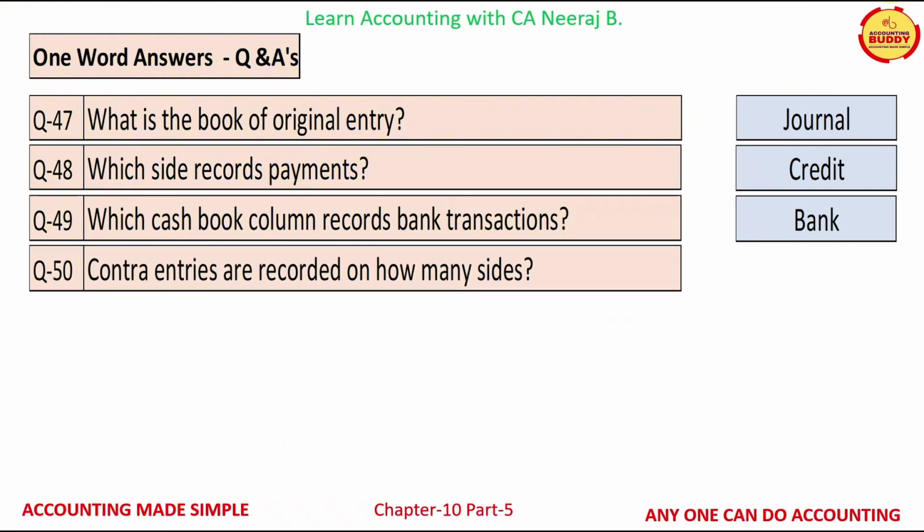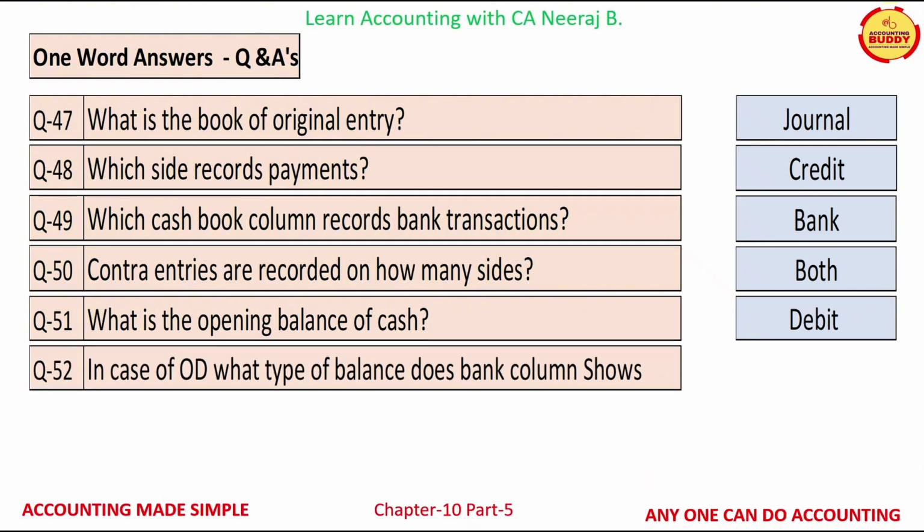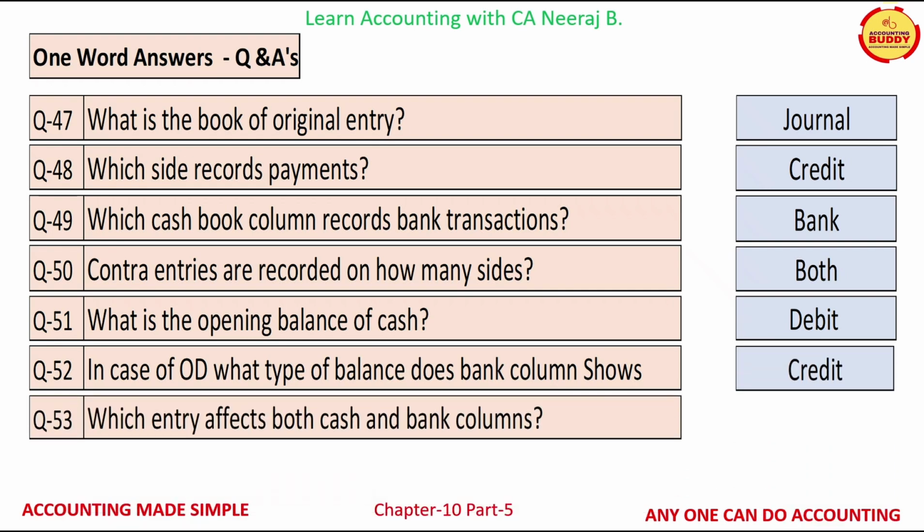Question number 50, contra entries are recorded on how many sides? And the answer is both the sides of the cash book. Question number 51, what is the opening balance of cash? And the answer is debit. Question number 52, in case of OD, what type of balance does the bank column show? And the answer is credit balance. Question number 53, which entry affects both cash and bank columns? And the answer is contra entries.